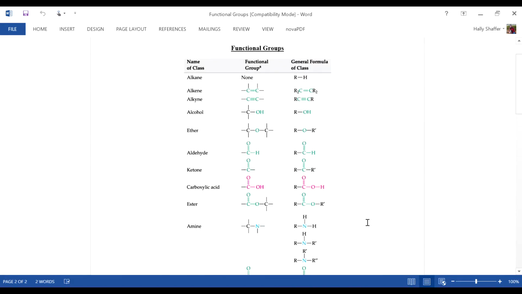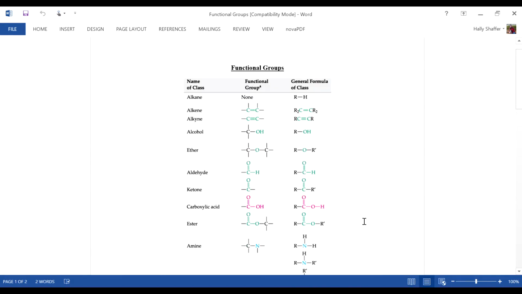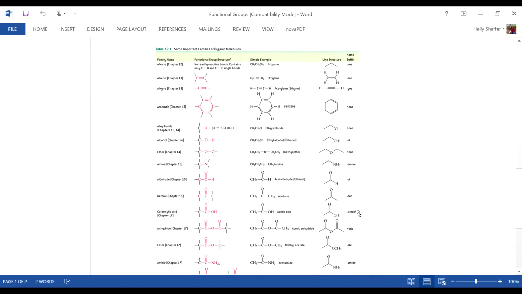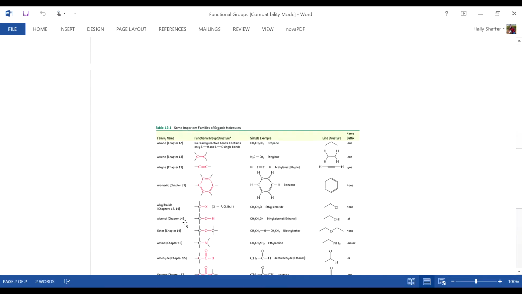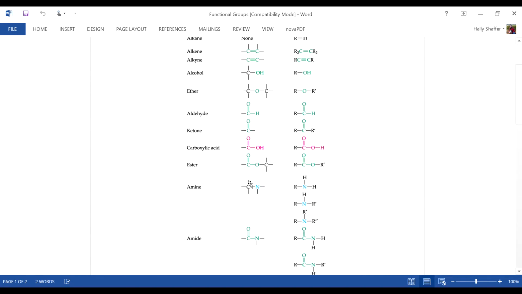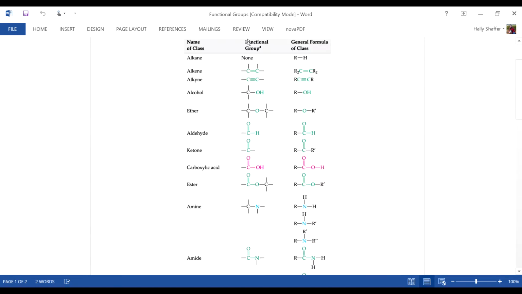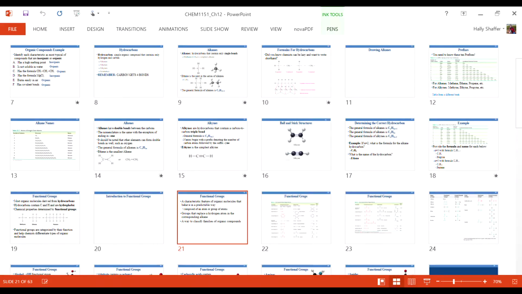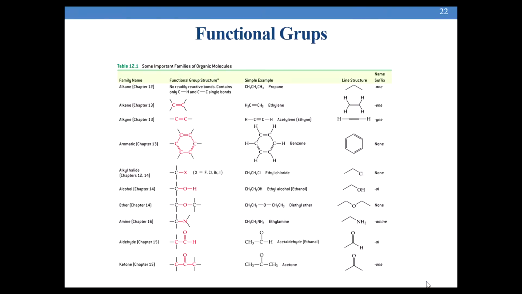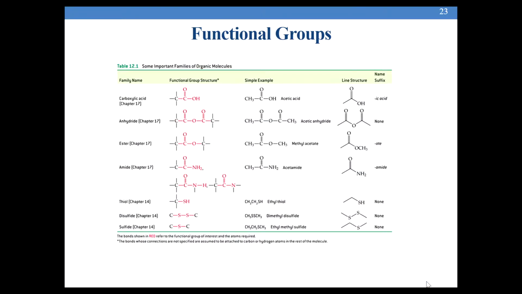So the first table is a little bit easier to read, but the second table is the one that came from your book, and you're definitely going to want to memorize the functional groups. Whether you prefer the R format or this format, you need to recognize these in a larger structure, okay? So once again, this is the table from your textbook that shows several examples, and the examples may help you.